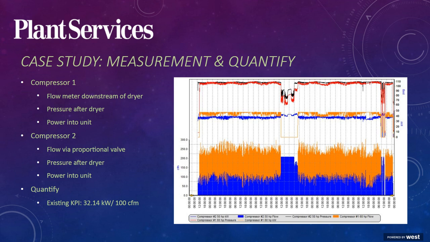Again, pressure sensors were installed in both compressor rooms as well as kilowatt meters at the incoming power to each compressor. So we got the drive motor as well as the fan motor, so we got total power. Measured specific power, or that KPI, was just over 32 kilowatt per 100 CFM, so significantly higher than what we set as a benchmark in the last step, which shows there's significant energy savings here.